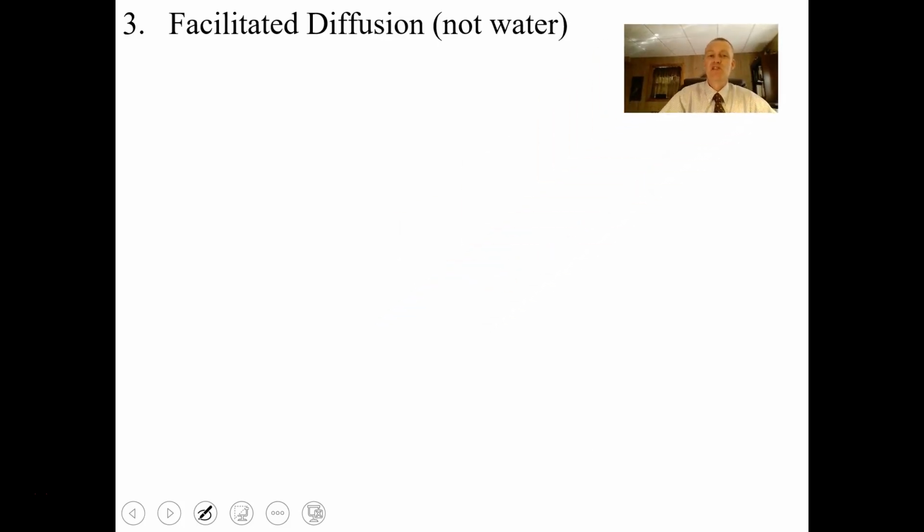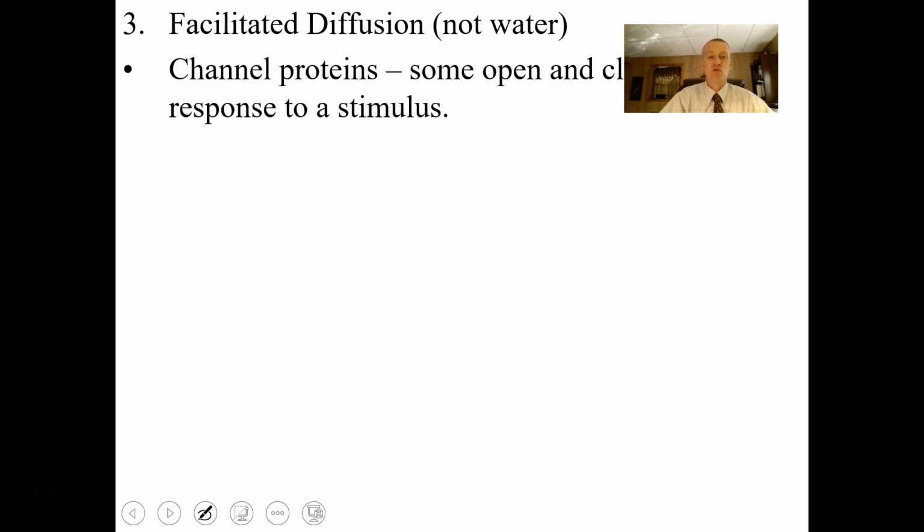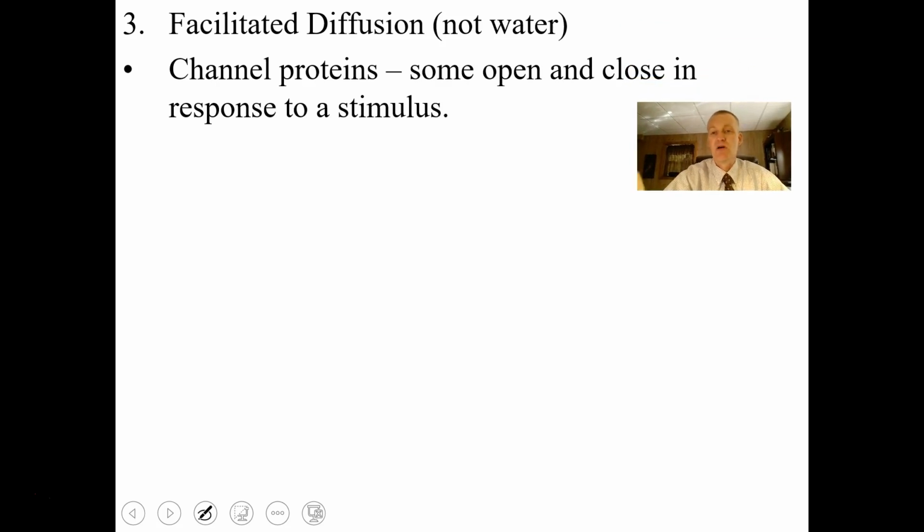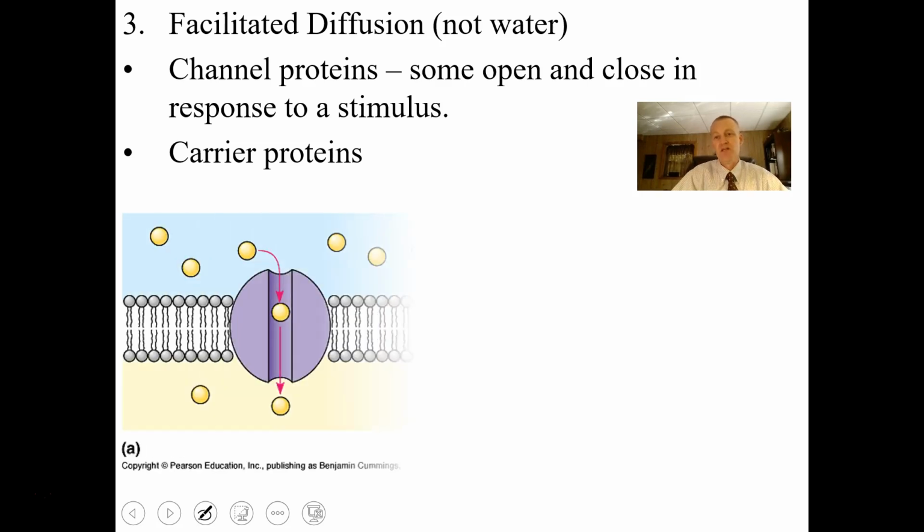So facilitated diffusion is the diffusion of materials using proteins, not the diffusion of water, but the diffusion of ions and other molecules using proteins. So we do have channel proteins. Channel proteins are little proteins that sit inside the membrane, and some of them can open and close due to a stimulus. Some of them just remain open all the time and allow things to diffuse through. We also have carrier proteins, which can actually grab hold of things, change shape, and dump them into or out of the cell.